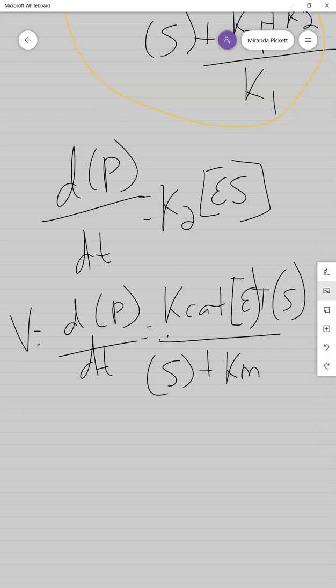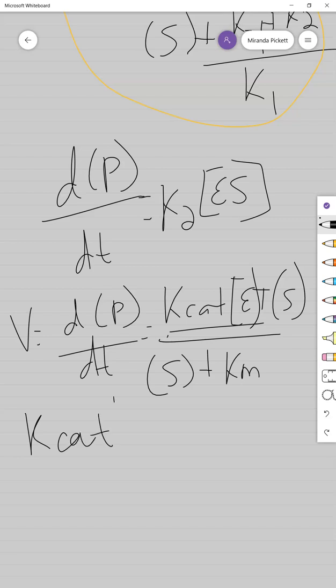All right, and then we got to talk about Vmax. So the Vmax is just this part right here. So it's kcat times our total enzyme.